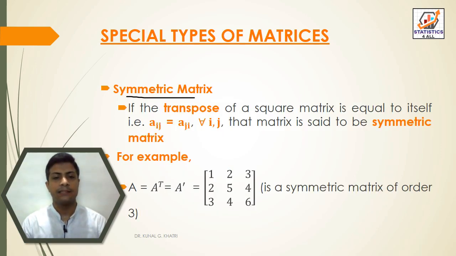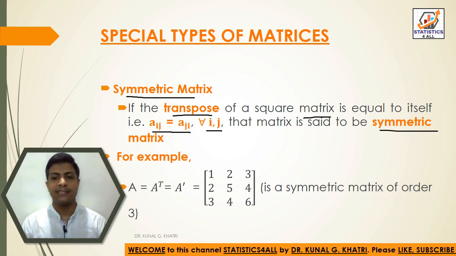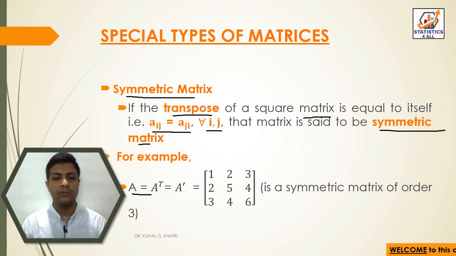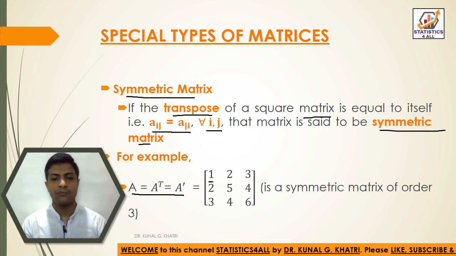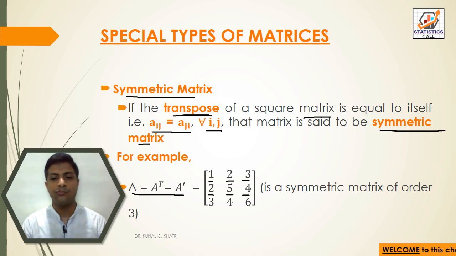Symmetric matrix. If the transpose of a square matrix is equal to itself, that is Aij is equal to Aji for all i, j, that matrix is said to be a symmetric matrix. For example, A is equal to A raised to T or A dash, that is equal to, here we can see that this is a 3 by 3 matrix, 1, 2, 3, 2, 5, 4, then 3, 4, 6.